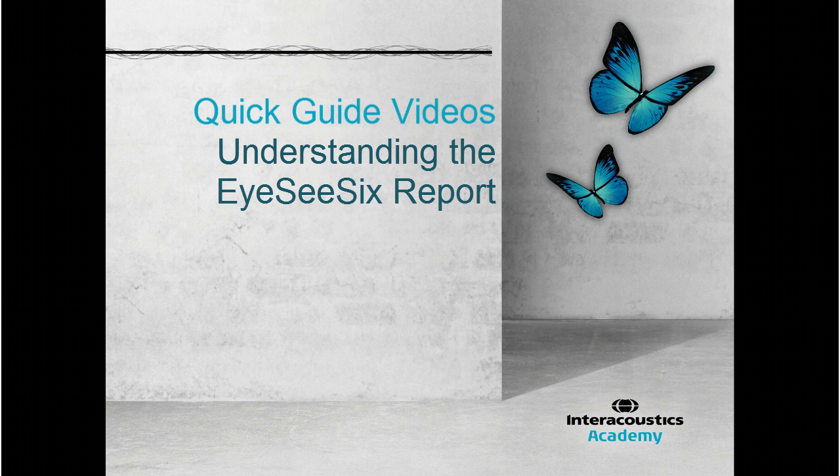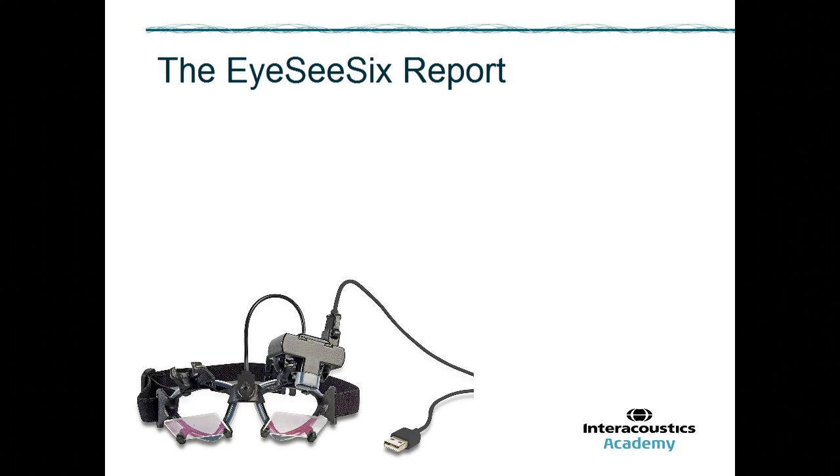This quick guide video explains the content of the EyeSeeSix report, which can be generated after performing video head impulse testing. The EyeSeeSix report provides clinicians with a single-page overview displaying the results from all 6 semicircular canals after eye movements in response to head impulses have been recorded using the EyeSeeCam.